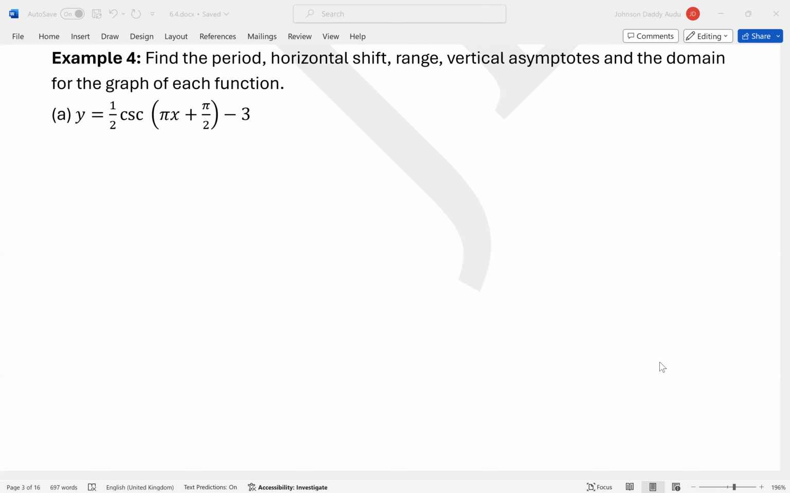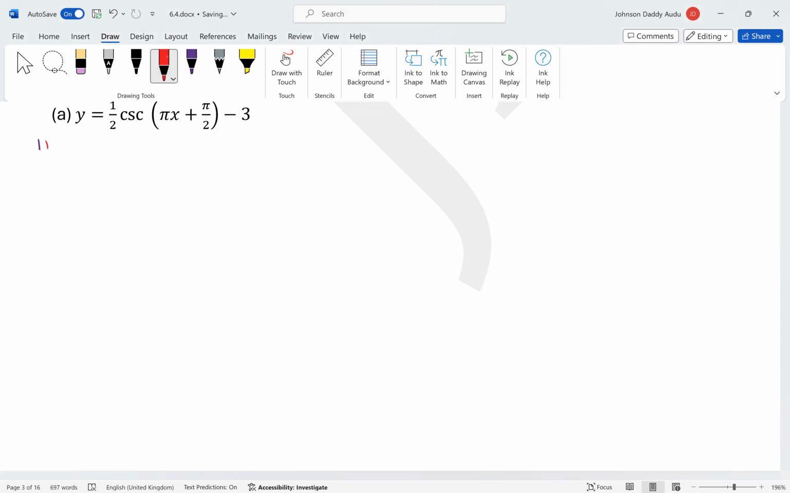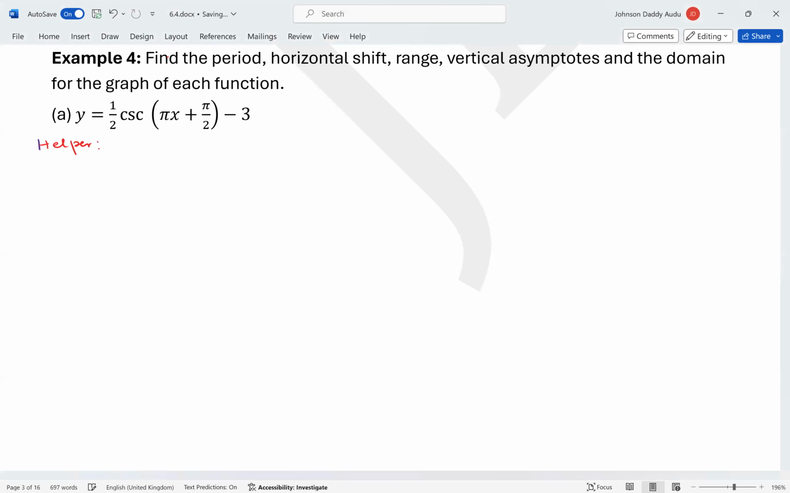Welcome back. In this example, we will look at more complicated questions where you have both horizontal shifts and a vertical shift. So what do we do in this situation? We still use the same procedure. We try to go for the helper first. And what will be the helper in this case? Our helper is just going to be a half.